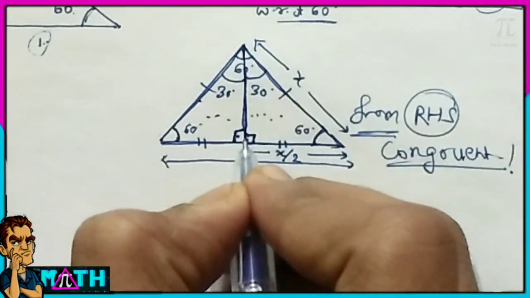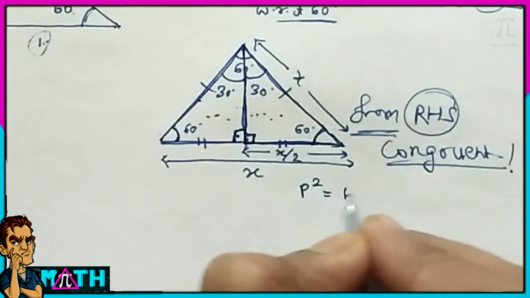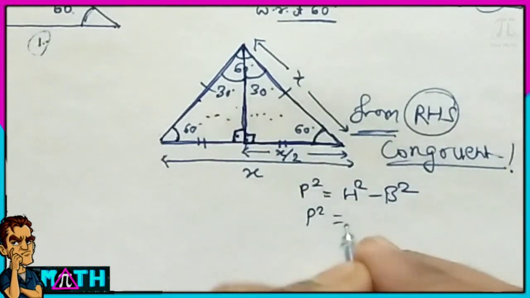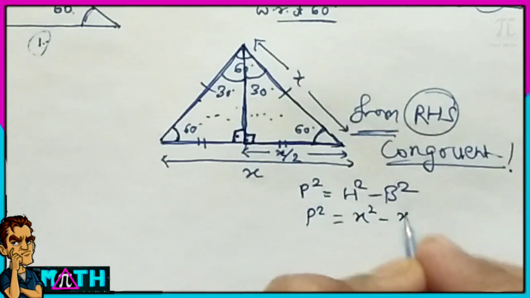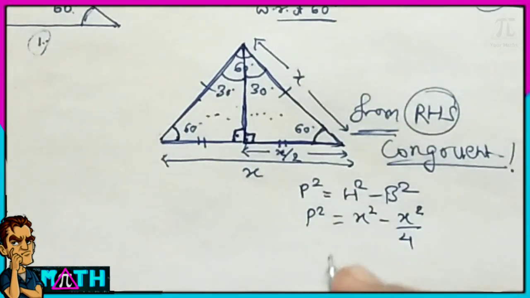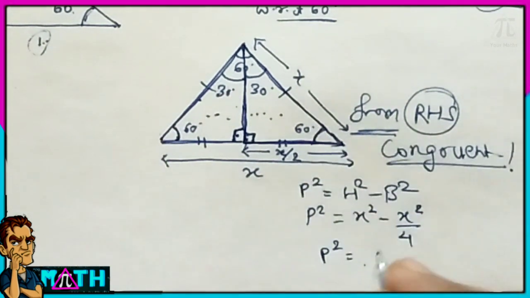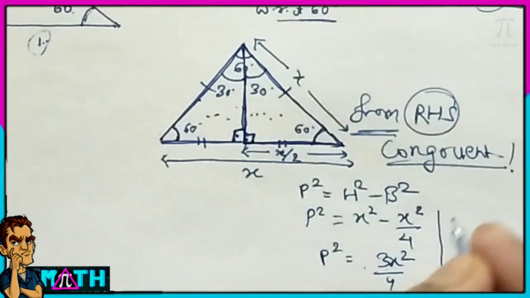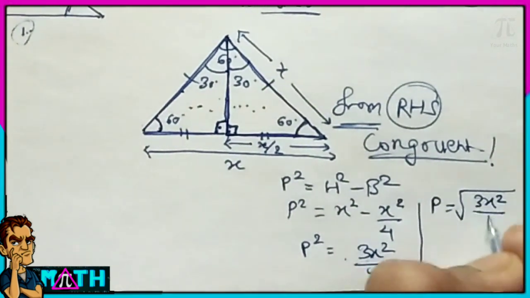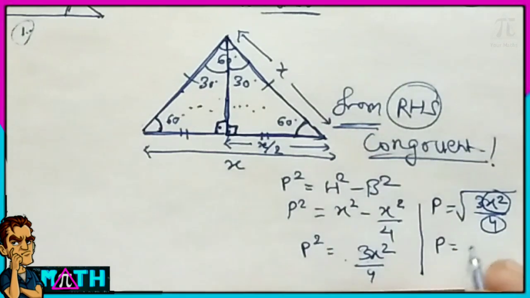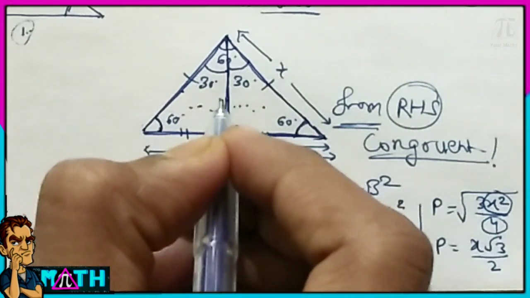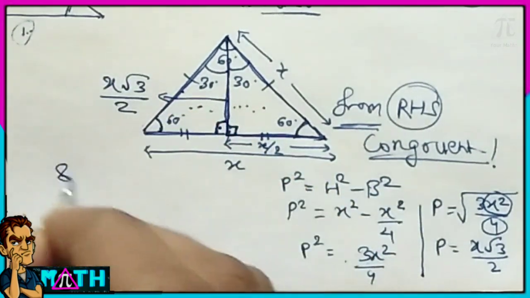And you can see this is a right angle triangle, and we can write perpendicular square is equal to hypotenuse square minus base square, which is Pythagoras theorem. From here you get perpendicular square is equal to 3x square over 4, and you get perpendicular which is equal to square root of 3x square over 4, and you can see perpendicular is equal to x root 3 over 2. So here x root 3 over 2.